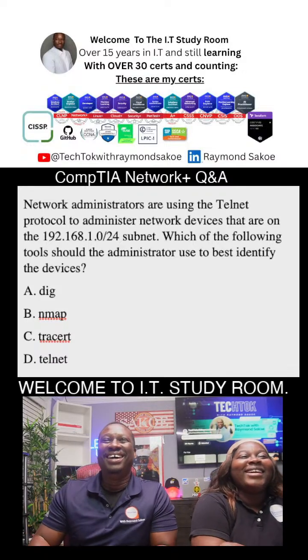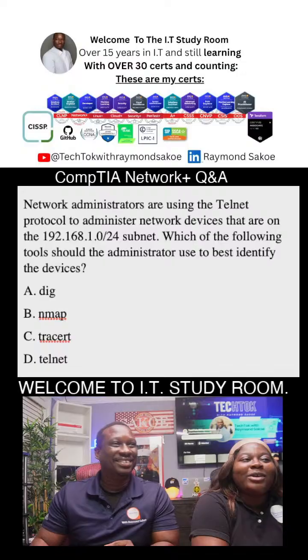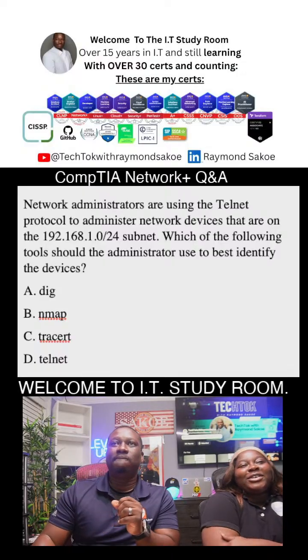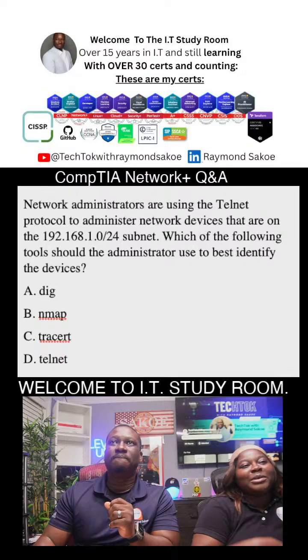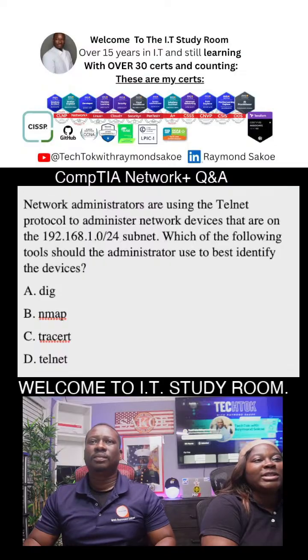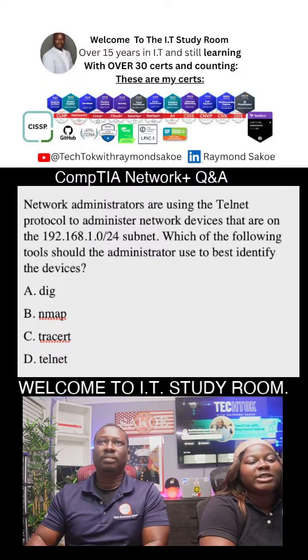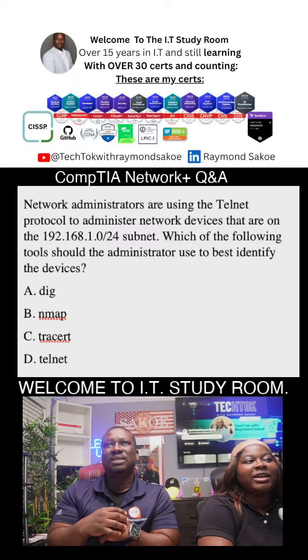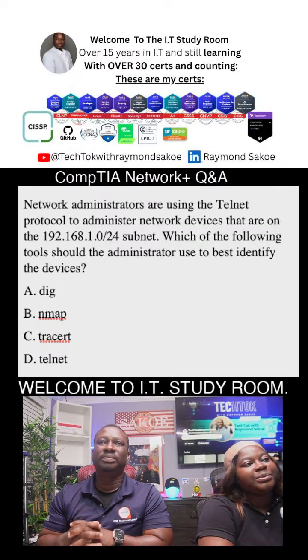Rude Boy would like to borrow some certifications from you. A network administrator is using the Telnet protocol to administer network devices that are on the 192.168.1.0/24 subnet. Which of the following tools should the administrator use to best identify the devices?